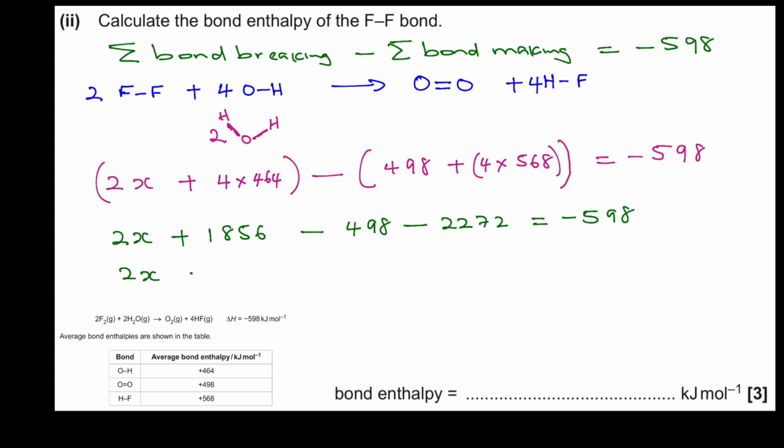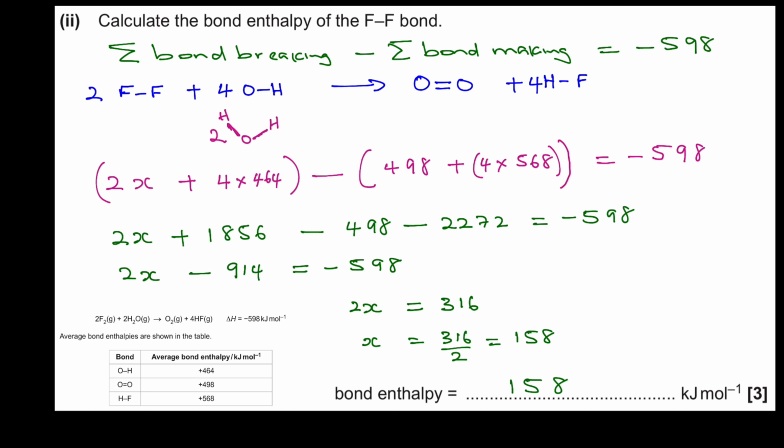2x minus 914 will be equal to minus 598. 2x will be equal to 316. Therefore, x will be 316 over 2, and that equals 158. The bond enthalpy for the FF bond is 158 kilojoules per mole.